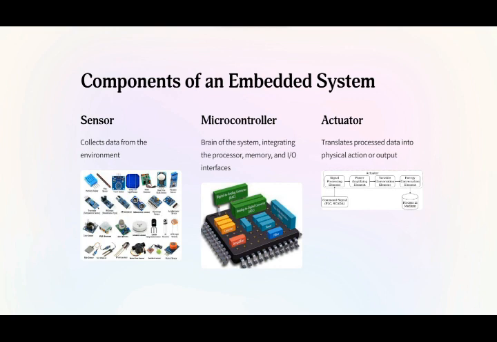Components of the embedded system. An embedded system has three main components: sensor, microcontroller, and actuator. Sensor is responsible for collecting the data from the environment. It can measure various physical quantities such as temperature, pressure, light intensity, and motion, and many more. These sensors convert this physical measurement into electrical signals for the processor, so that the processor can process what the actual data is. This physical measurement to electrical conversion is done by the ADC.